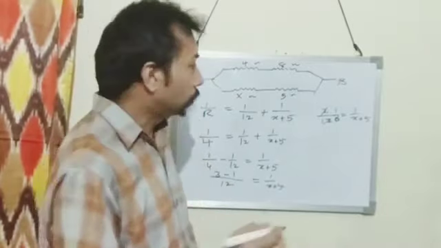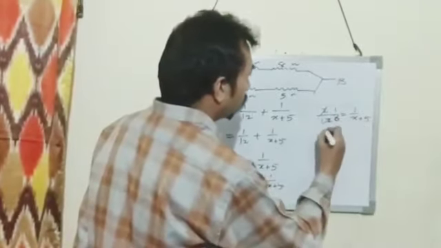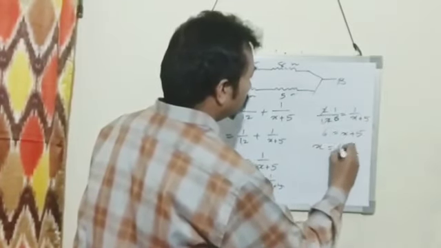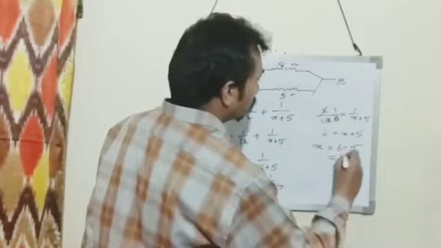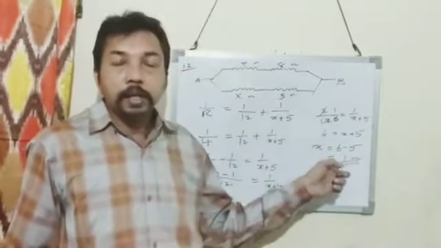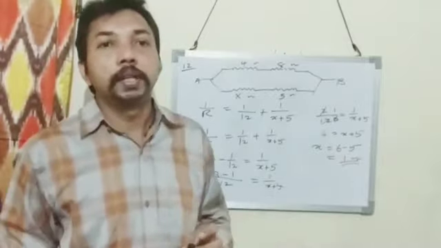Now we do the reciprocal. When we do the reciprocal, it will come 6 is equal to X plus 5. So X is equal to 6 minus 5, which is equal to 1 ohm. So the value of X is 1 ohm. So this is the answer.